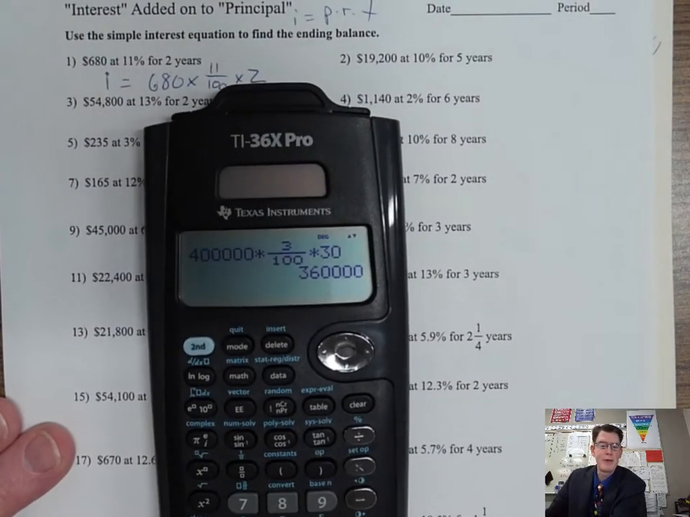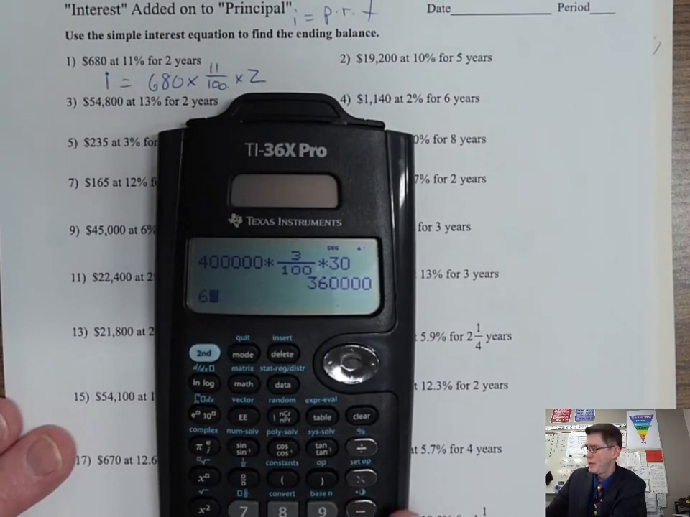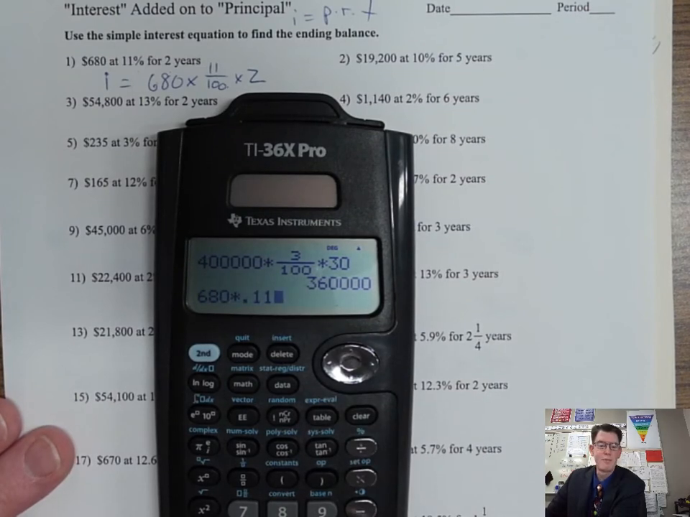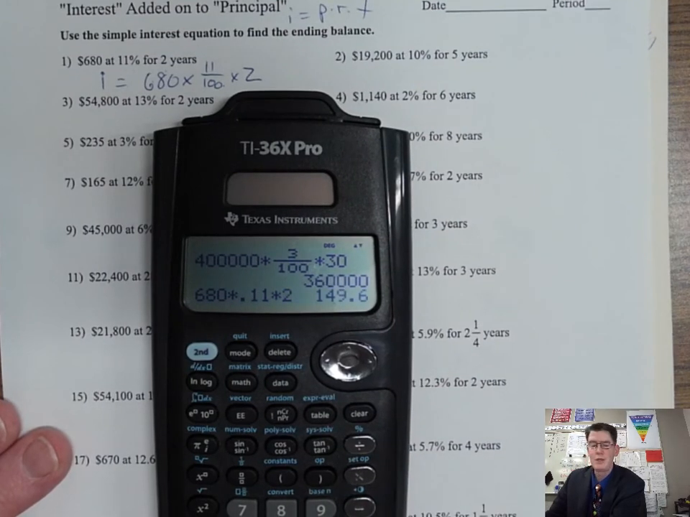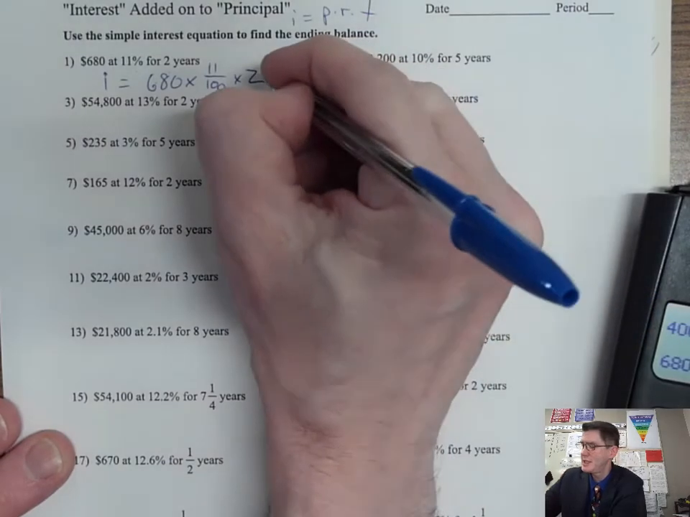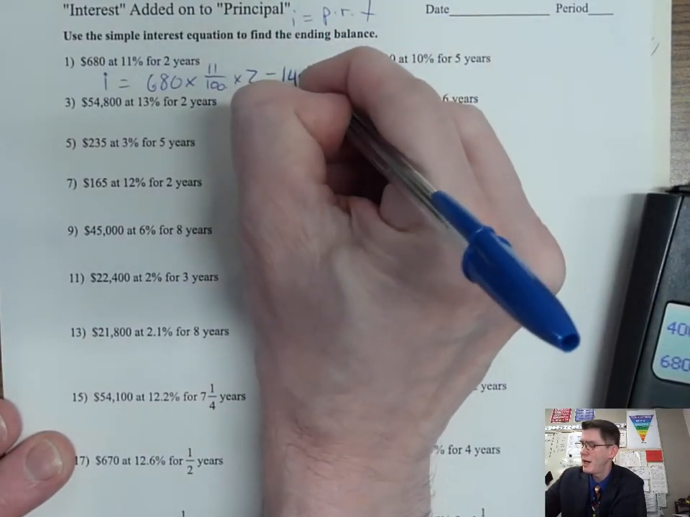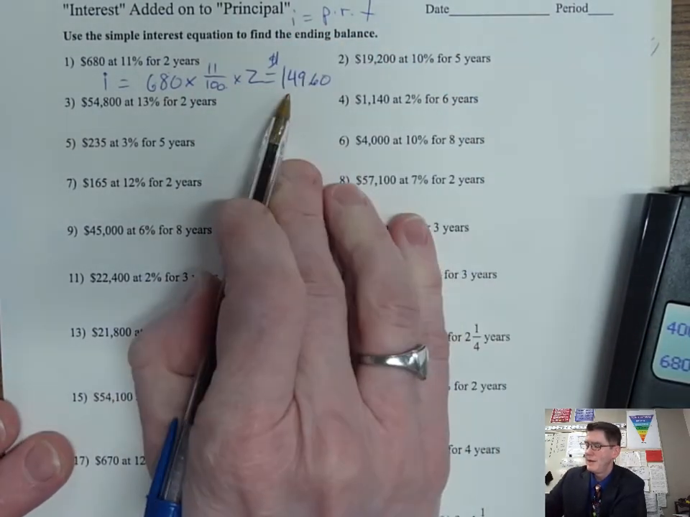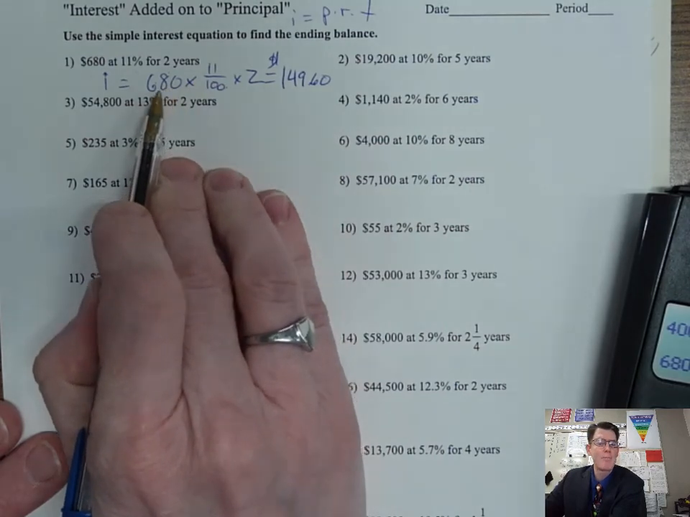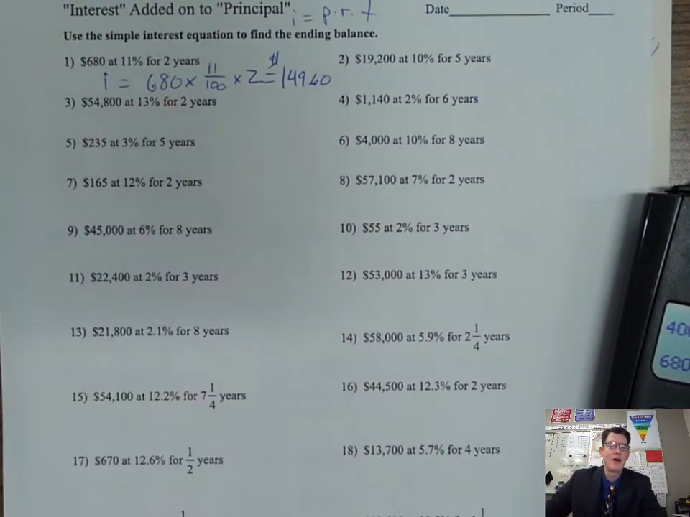So when I type that in the calculator, and just so you can see what I'm doing, I'm going to type 11% that way. It's the exact same thing times 2. You can type it in as a fraction to see. $149.60. That is the interest on top of $680.